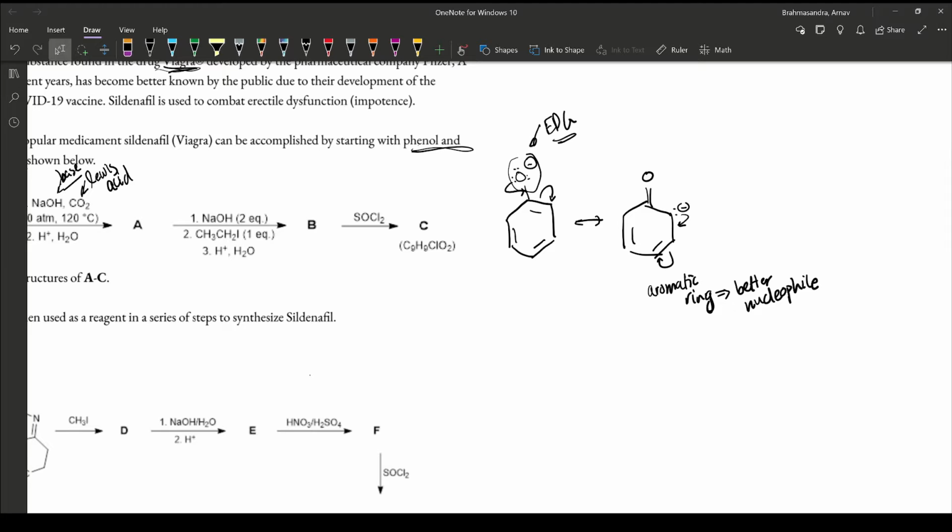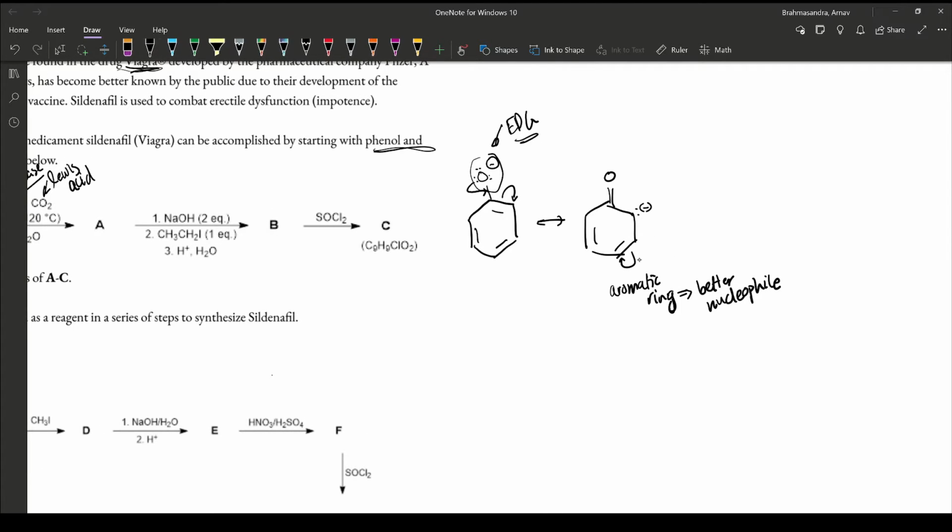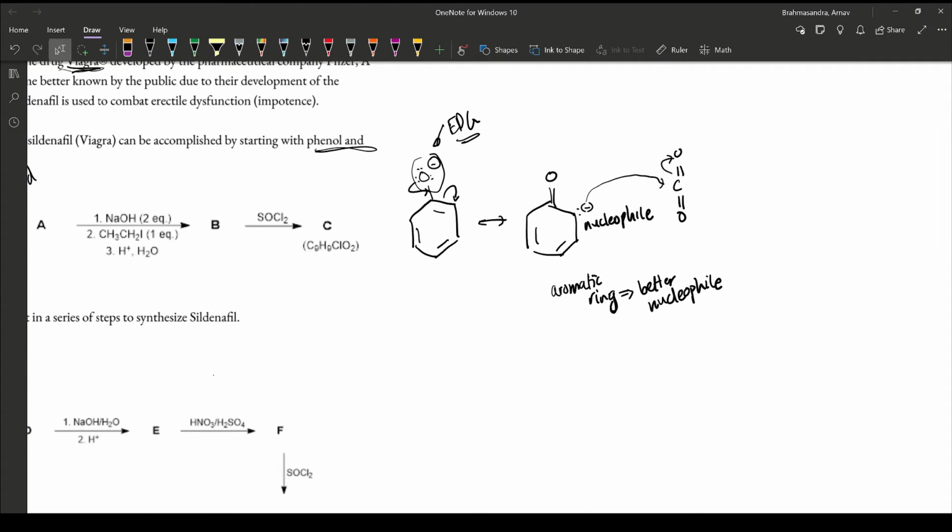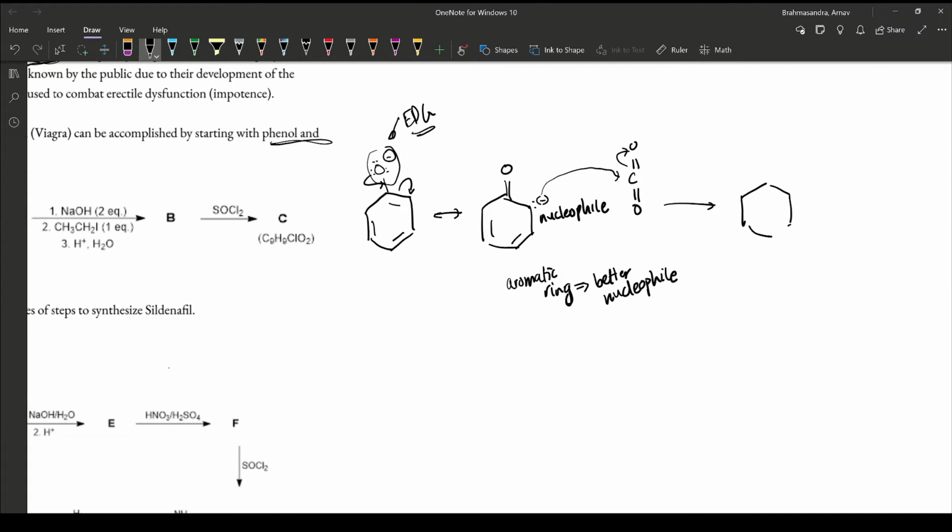So what can this do? It's a nucleophile, and we said that carbon dioxide is a good electrophile because the carbon has very low electron density. So this can attack, and we can have this nucleophile electrophile attack. And what does this get us? This gets us something that looks like this. So basically we now have a carboxylate group here.